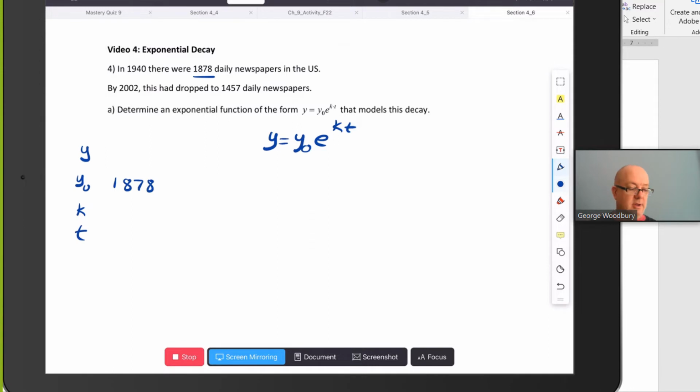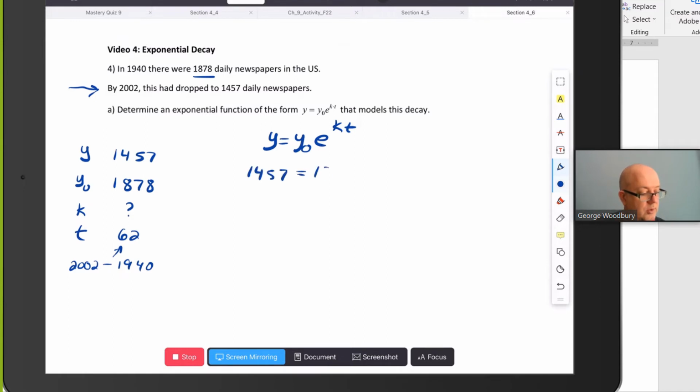The other information we'll use to come up with a value for y and t so that we can find k. Y is the number that there were in 2002, and that's 1,457. For t, it's the amount of time it took to happen, and that was 62 years: the year 2002 minus the starting year of 1940. K, we don't know. So we know three of those four pieces in that model, and we can solve for k.